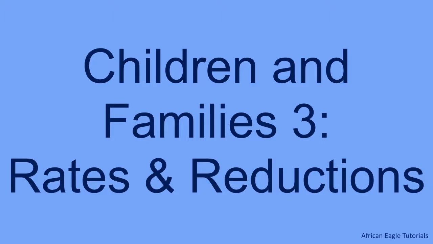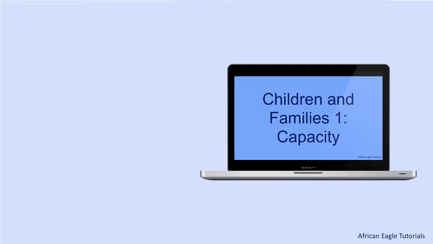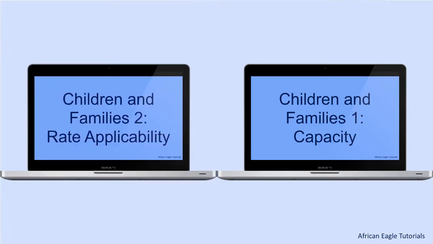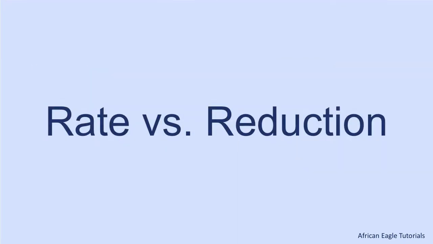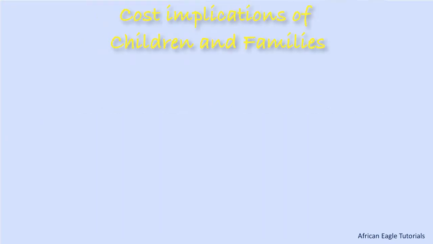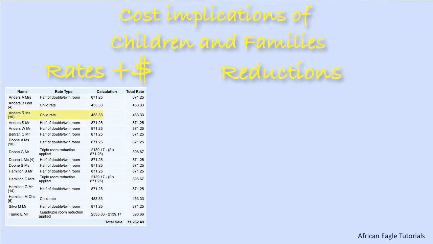Hello, in this, the third video on children and families, I'm going to explain how child and family reductions are calculated from the rates. This tutorial follows on Children and Families 1 capacity and Children and Families 2 rate applicability. In a project, the cost implications of children and families are expressed in two ways: rates and reductions. Rates are what will be paid.